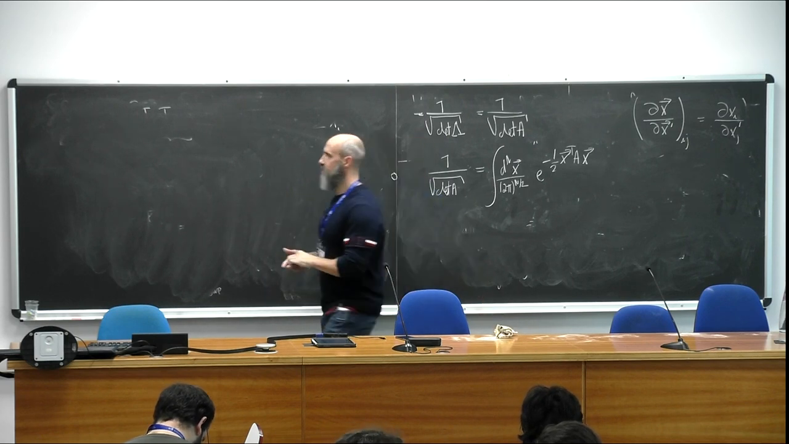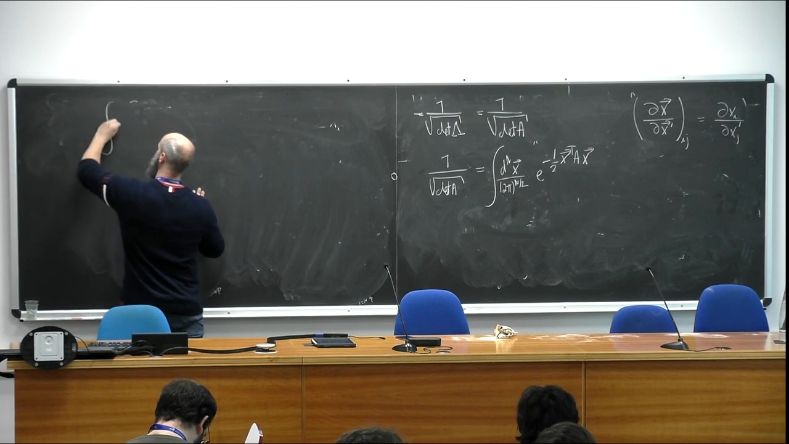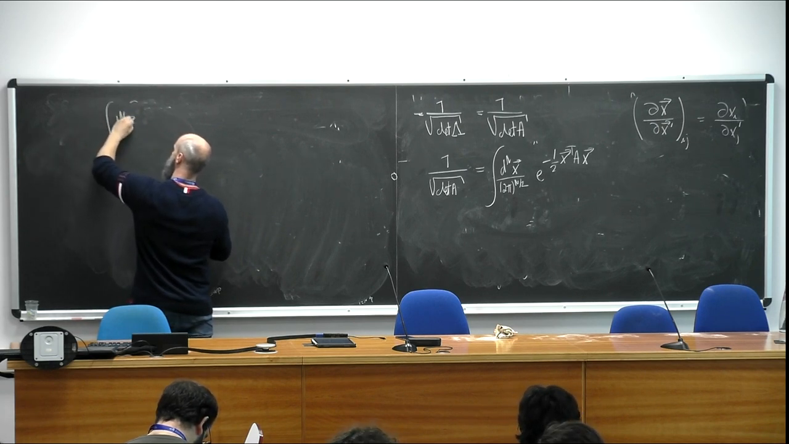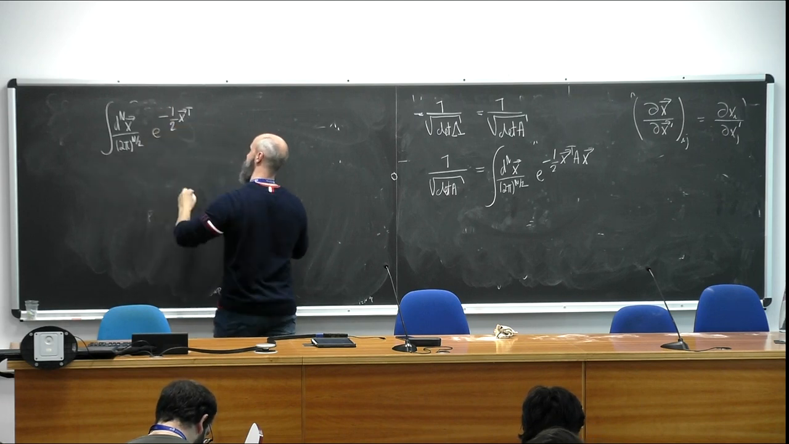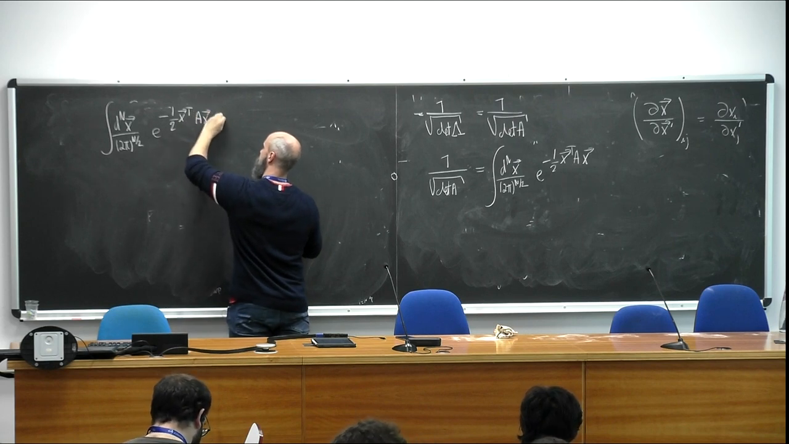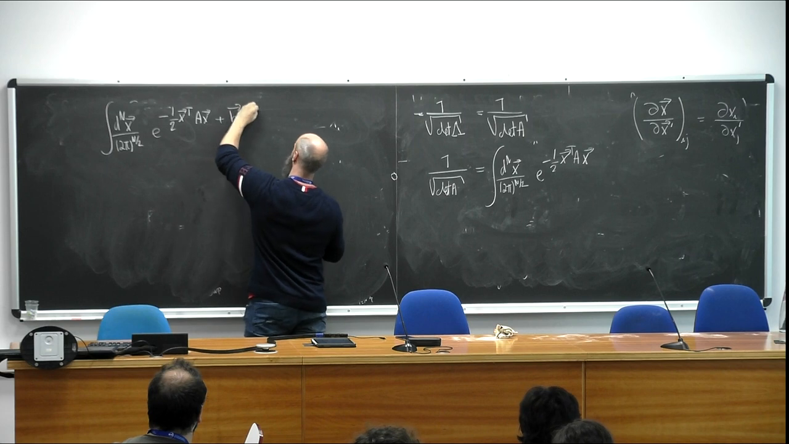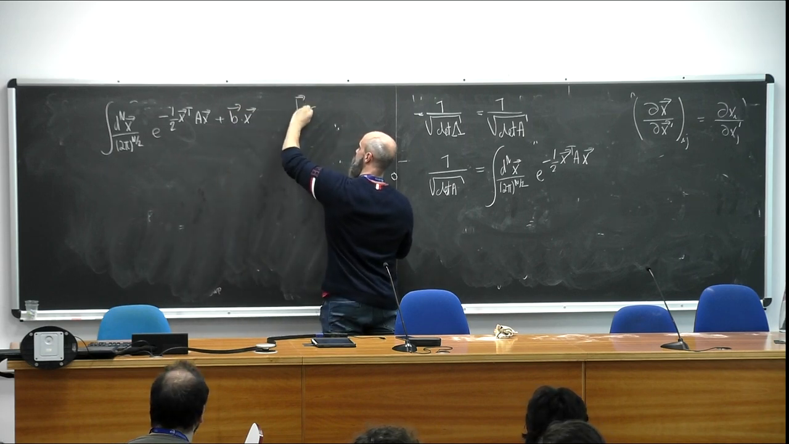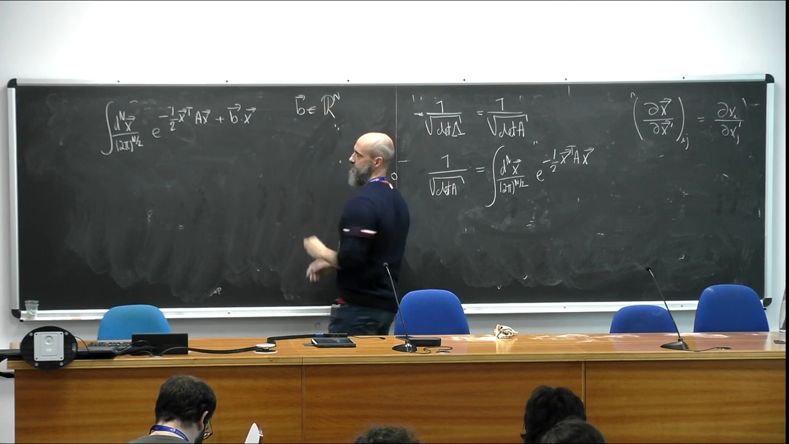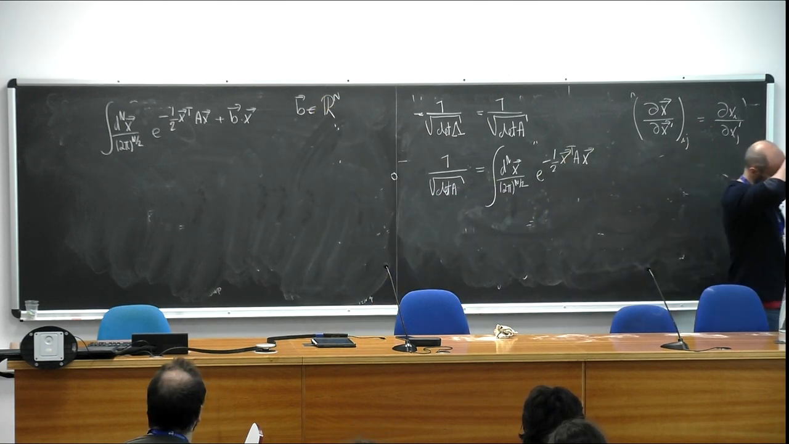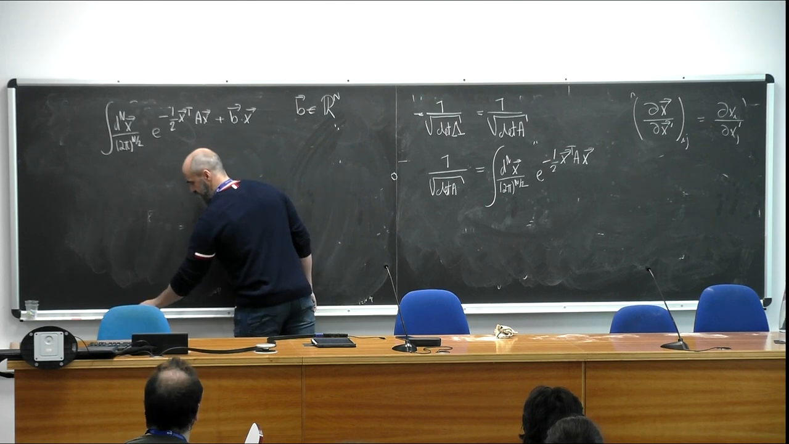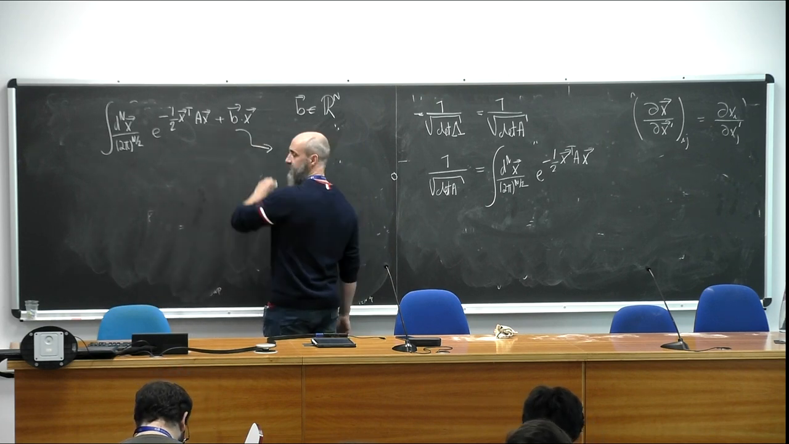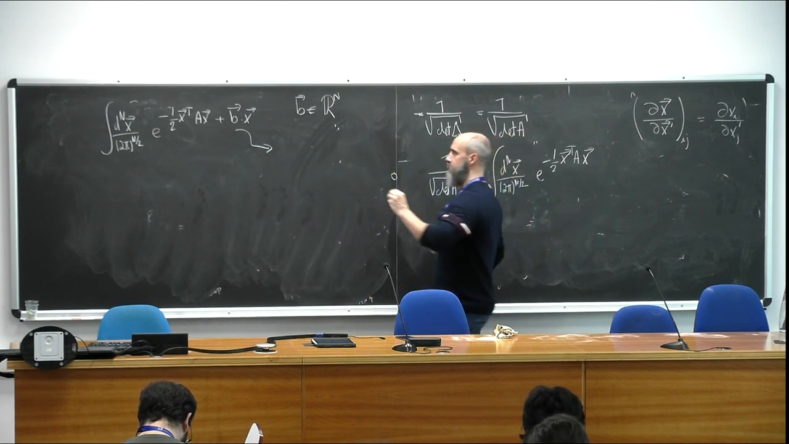Suppose now I have the following object. I have the n-dimensional integral d^n x divided by (2 pi) to the power n divided by 2 of the exponential of minus 1/2 x transpose A x plus b times x, where b is simply a vector. b is a vector in R^n. And we will use this at some point, so it's useful to write it down. In condensed matter physics or field theory, this b is what is called a generating field.